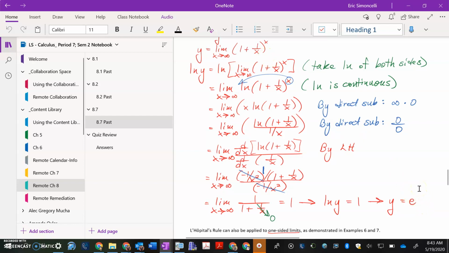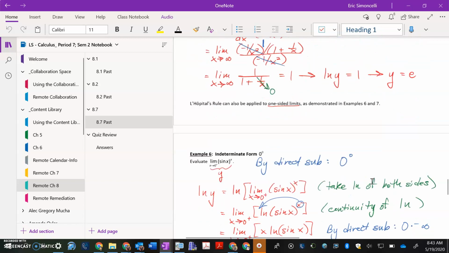In a sense, this is something you saw in pre-calc and algebra 2, but you didn't actually truly know what a limit was. So e, in fact, has this expression to justify its origins. L'Hopital's rule can also be applied to one-sided limits, as demonstrated in the last two examples.